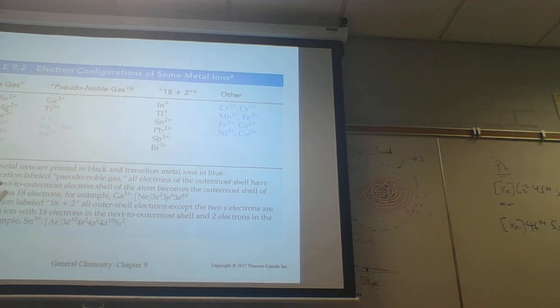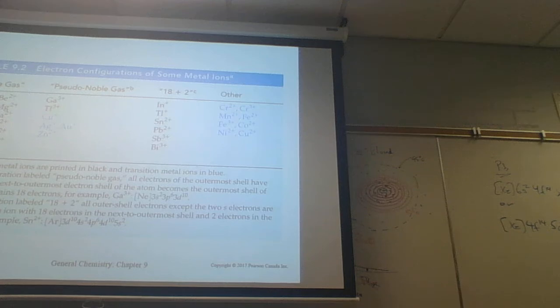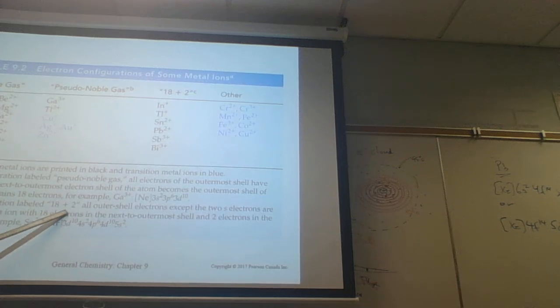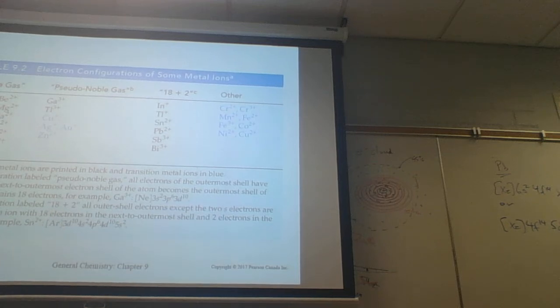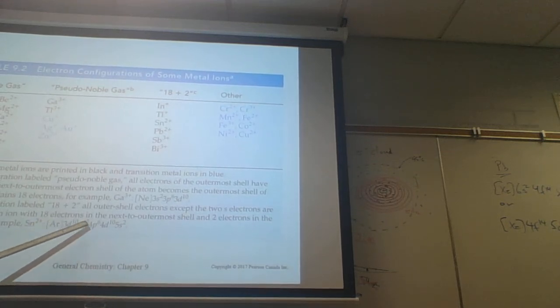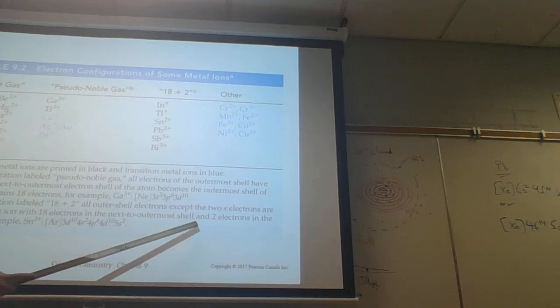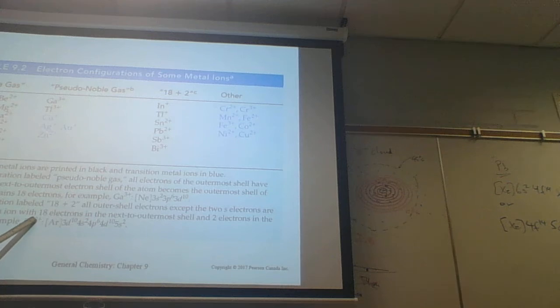And so we could read this. There's a little footnote there: 18 plus 2. Where does that come from? In the configuration labeled 18 plus 2, all outer shell electrons except the 2s electrons are lost, producing an ion with 18 electrons in the next to outermost shell and 2 electrons in the outermost. So for example, tin 2 plus.